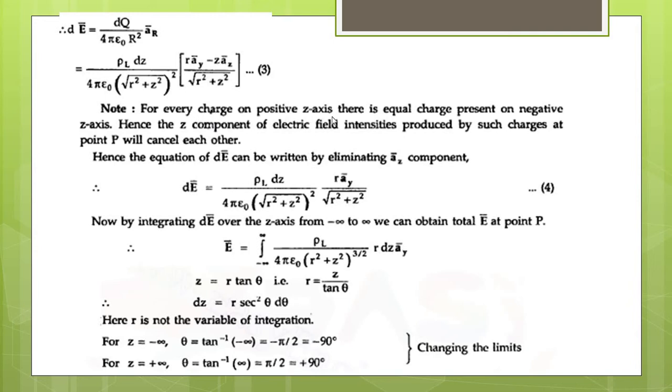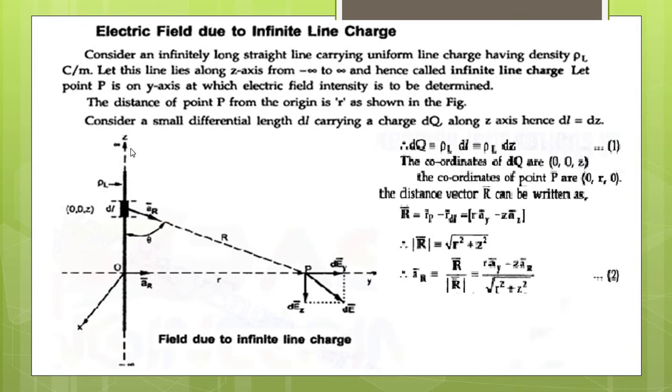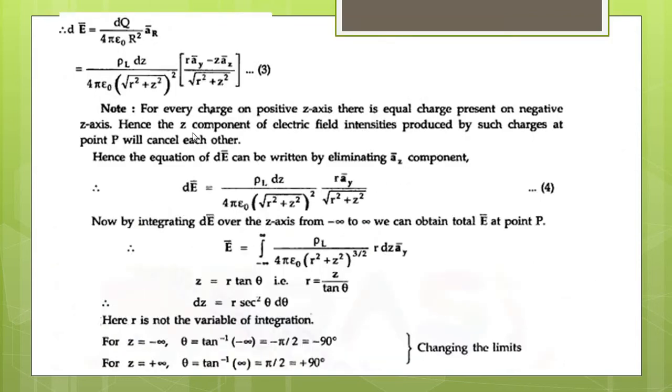Now we need to remember one important point. For every charge on the positive z-axis, there will be an equal charge present on the negative z-axis. If you see this diagram, you can understand. The charge is located on the z-axis between minus infinity and plus infinity. So the intensity at point P due to the charge on the negative side as well as the positive side will be the same. So the z component of electric field intensity at point P will cancel each other. In this equation we can neglect the z component, that is, minus z az can be neglected.